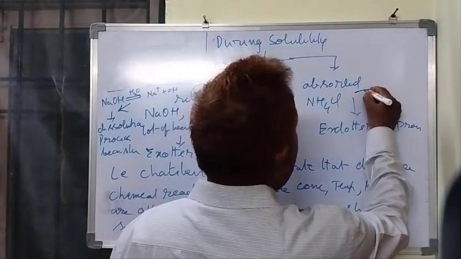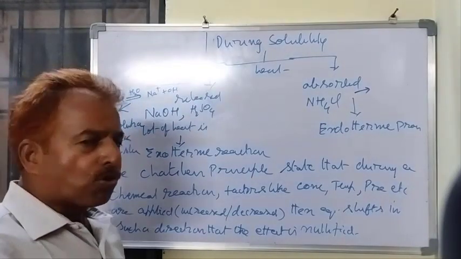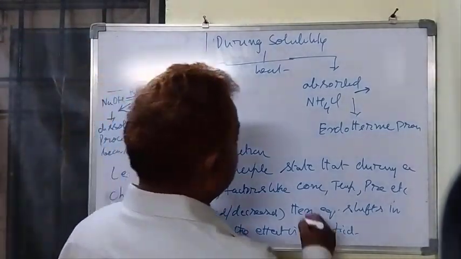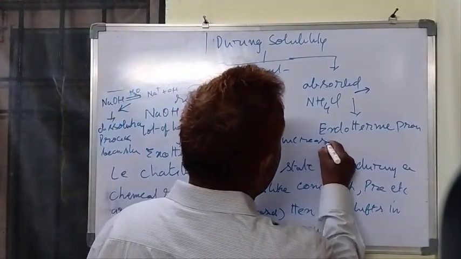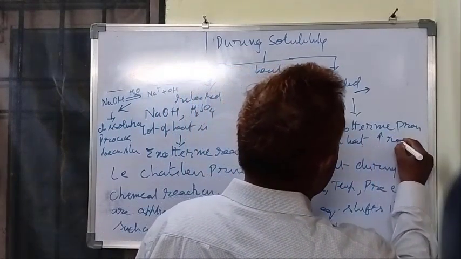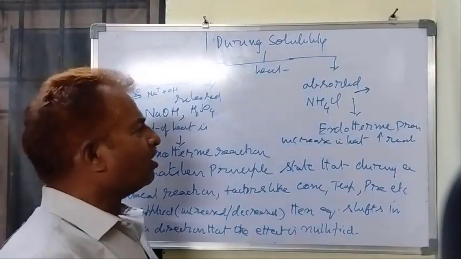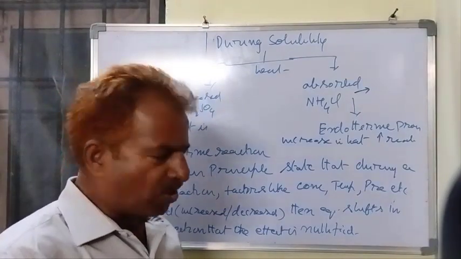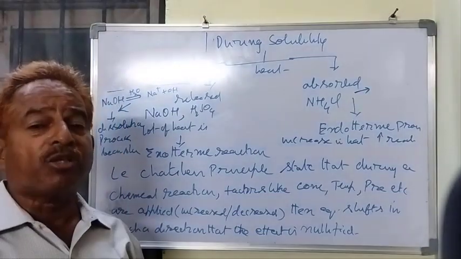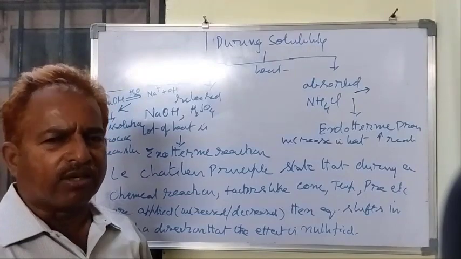In case of exothermic reactions, if we supply the heat, the backward reaction takes place or dissolution becomes slow. On the other hand, in case of endothermic reactions where heat is absorbed during the solubility, supply of heat or increase in temperature increases the reaction. Increases the reaction means a forward reaction takes place. That means solubility becomes faster. So this is the effect of temperature on solubility when the process is either exothermic or endothermic.